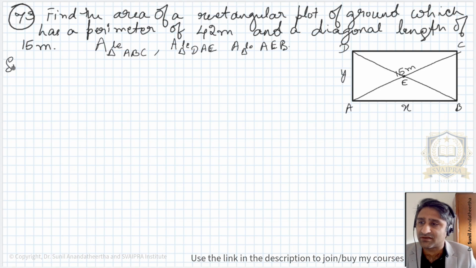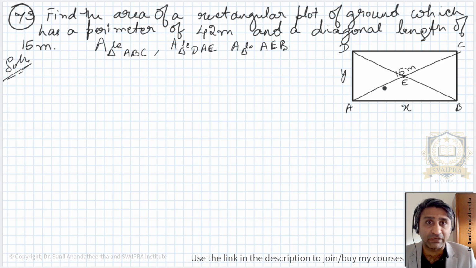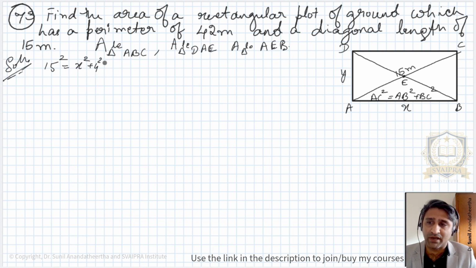All right, let's write down the solution first. Now we all know that from Pythagoras theorem, the length of the diagonal here, which is AC, I can write as AC squared is AB squared plus BC squared. In terms of x and y, this translates to 15 squared equals x squared plus y squared. That means x squared plus y squared is equal to 225.